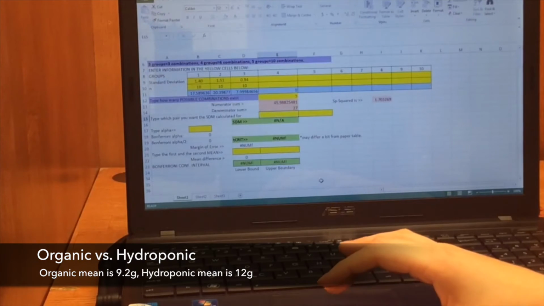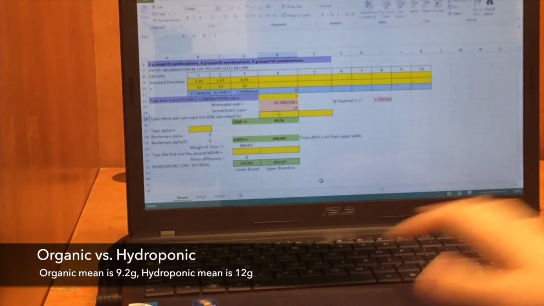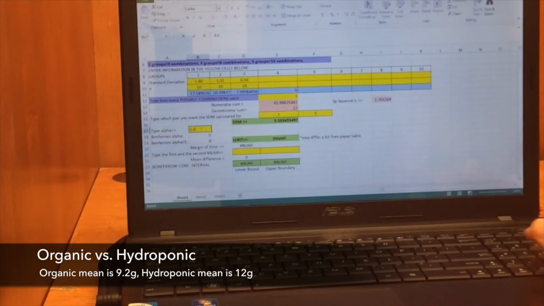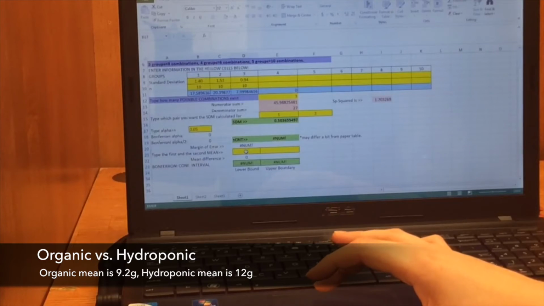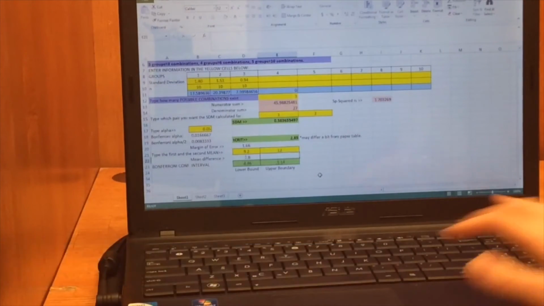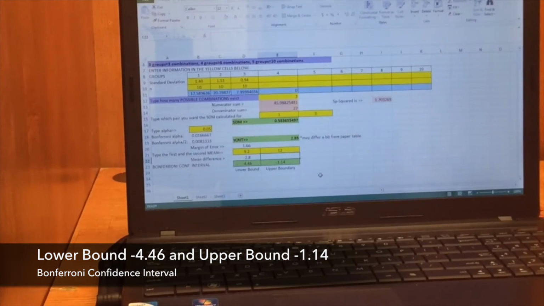Next, we are going to test the pair of organic versus hydroponic, which is 1 and 3. We use an alpha level of 0.05. Our mean for group 1, organic, was 9.2, and our mean for group 3, which was hydroponic, was 12, to give us a confidence interval with a lower boundary of negative 4.46 and an upper boundary of negative 1.14.